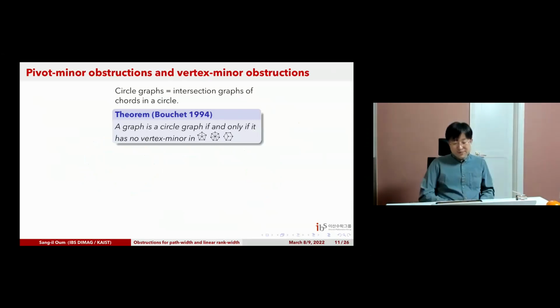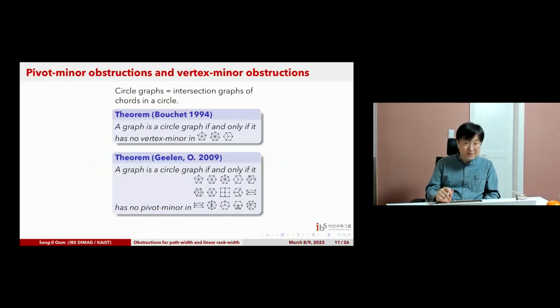And Bouchet proved that a graph is a circle graph if and only if it has no vertex minor in this list, these 3 graphs. And Jim and I proved that a graph is a circle graph if and only if it has no pivot minor in these 15 graphs. Okay, so we have something like Kuratowski theorem for pivot minors and vertex minors.